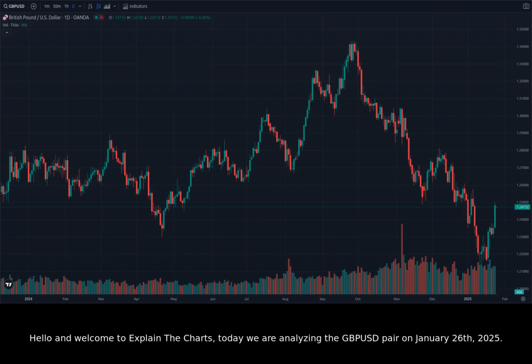Today we are analyzing the GBPUSD pair on January 26, 2025. Let's start by reviewing the latest news and events impacting the GBPUSD. Recent news suggests a strengthening US dollar, which could put downward pressure on the GBPUSD. However, positive economic data from the UK could potentially offset this trend.